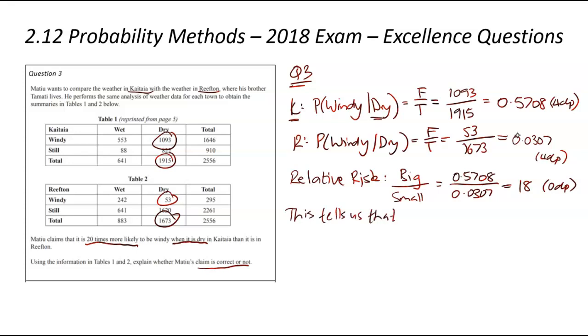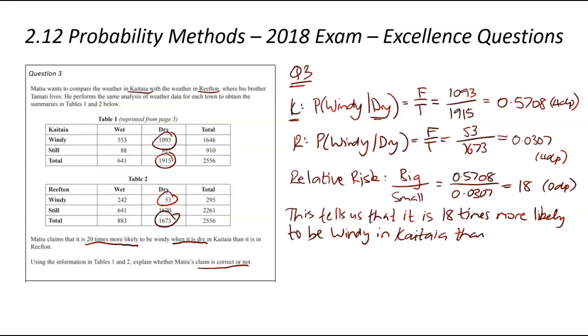So this tells us that it is 18 times more likely to be windy in Kintyre than compared with Reefton.